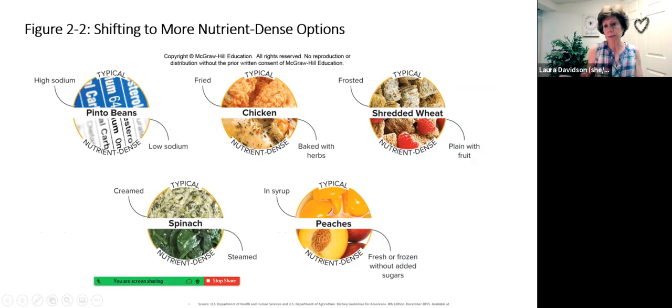When you shift your diet, I mentioned that this is one of our goals, eat 85% of our foods as nutrient dense. When you shift in that direction, you're moving away from foods that are high in unhealthy fats and sodium and sugars, and toward foods lower in those substances and higher in nutrients. So here are a few examples for you.